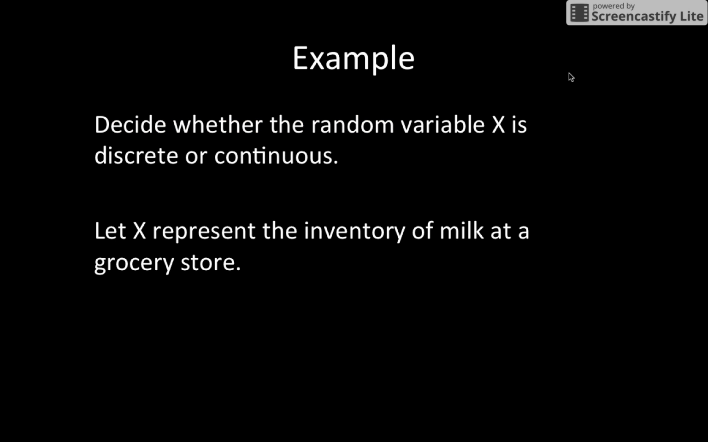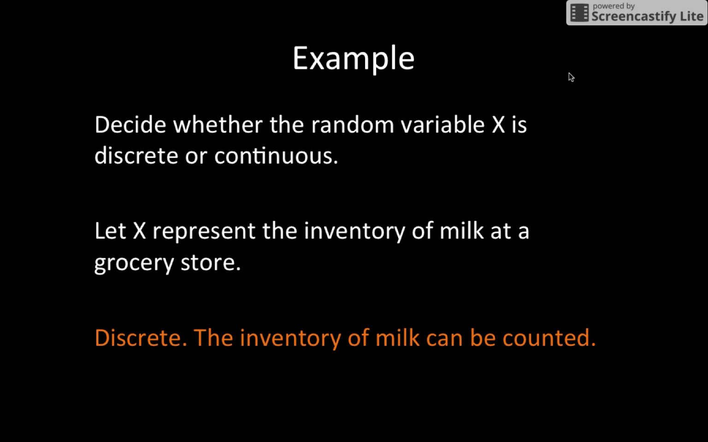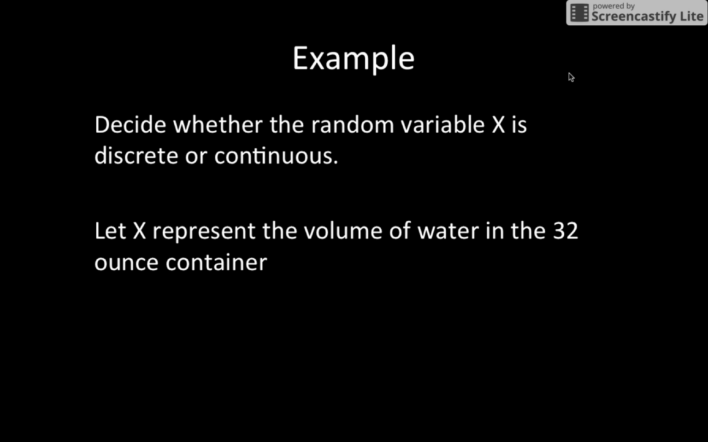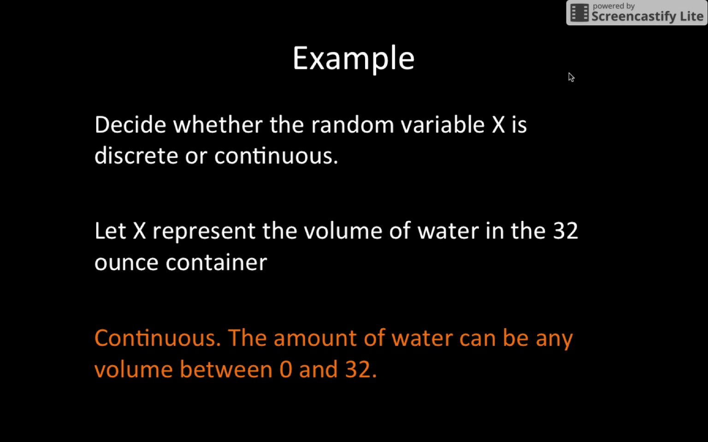So for example, decide whether the random variable x is discrete or continuous. If you let x represent the inventory of milk at a grocery store, you can see that this is discrete because you can count the inventory for the milk. Another example is to let x represent the volume of water in a 32-ounce container. This example is continuous, because the amount of water can be any volume between 0 and 32.